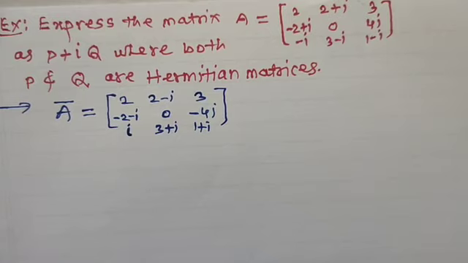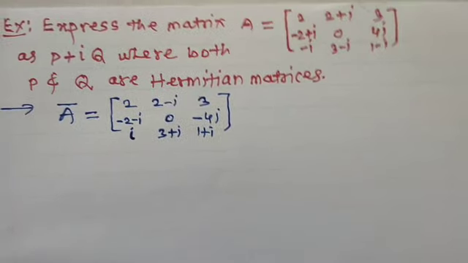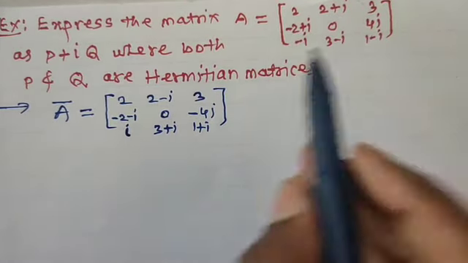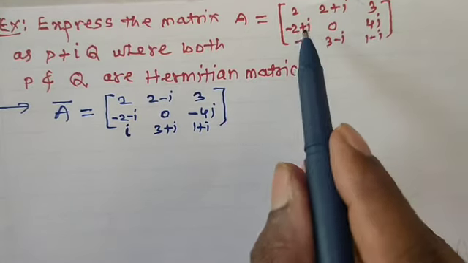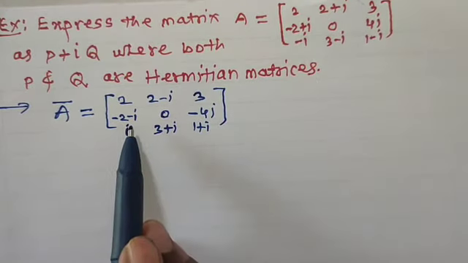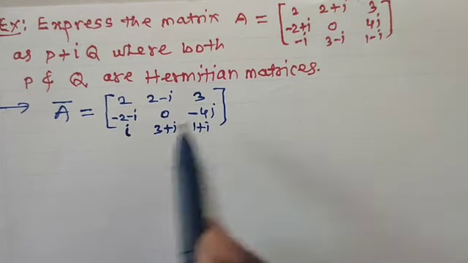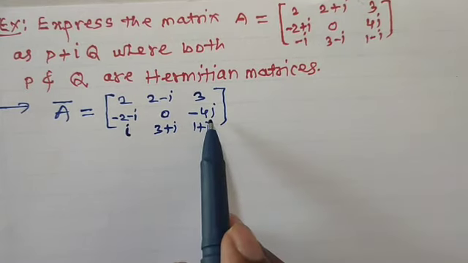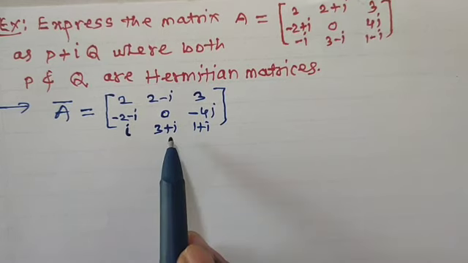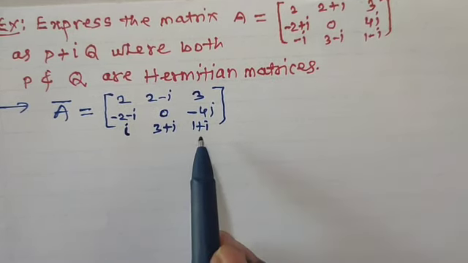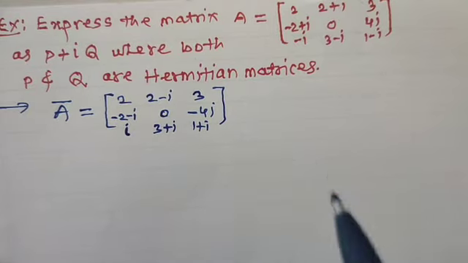Once again you can check this. 2 is a real number as it is. 2 plus I, its conjugate will be 2 minus I. 3 is real number. Minus 2 plus I, its conjugate will be minus 2 minus I. 0 as it is. 4I, its conjugate is minus 4I. Minus I, its conjugate is I. 3 minus I, its conjugate is 3 plus I. And 1 minus I, its conjugate is 1 plus I.